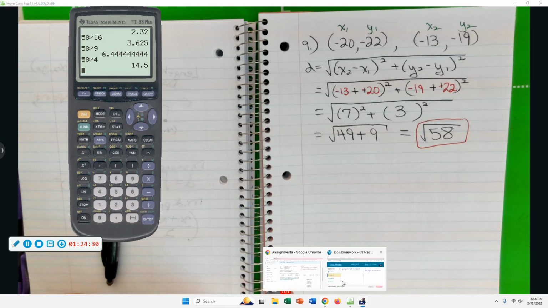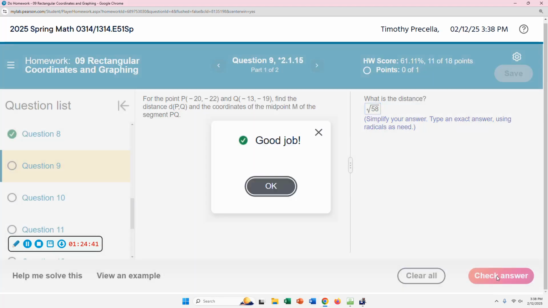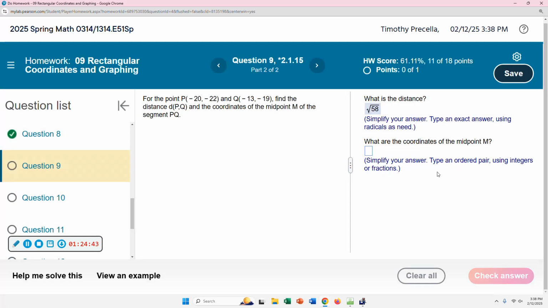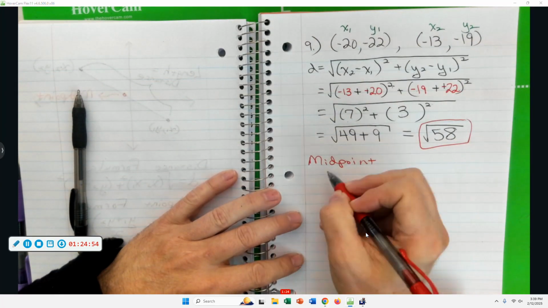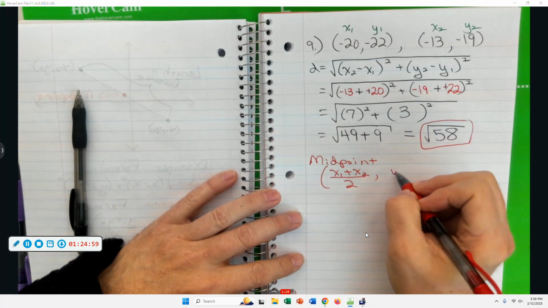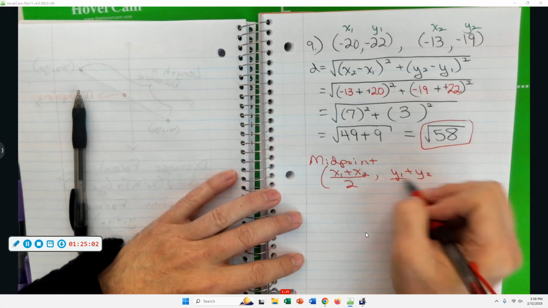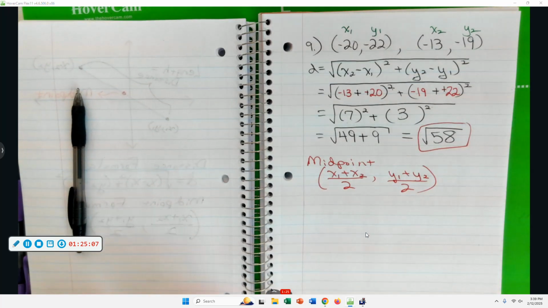Okay, now the midpoint. Remember, you get the square root symbol from the toolbar, and then a 58 underneath there. Okay, and now we want the midpoint. Remember for the midpoint, you're just averaging. Add the x coordinates, divide by 2. Add the y coordinates, divide by 2.